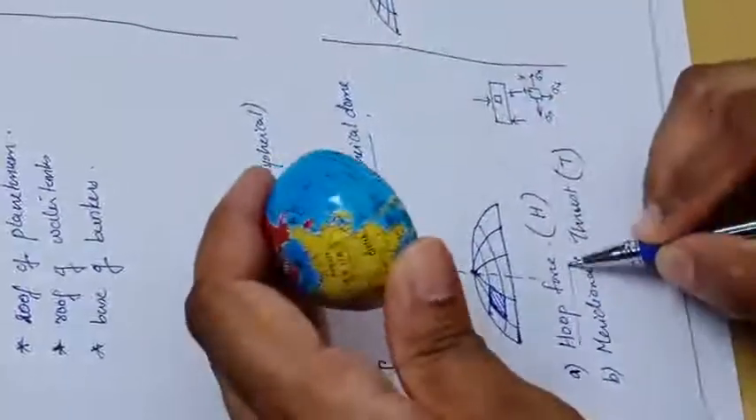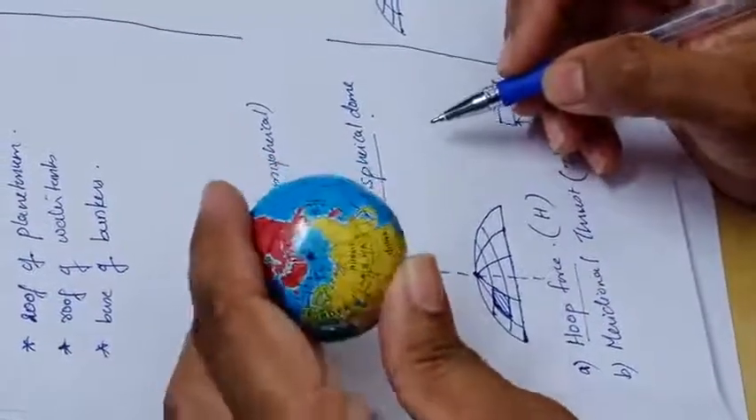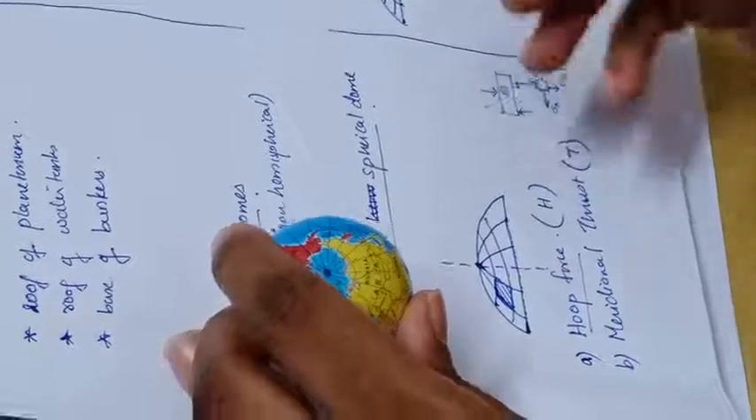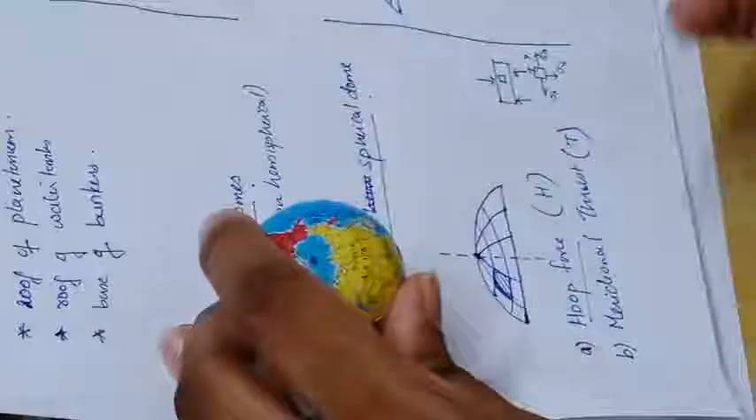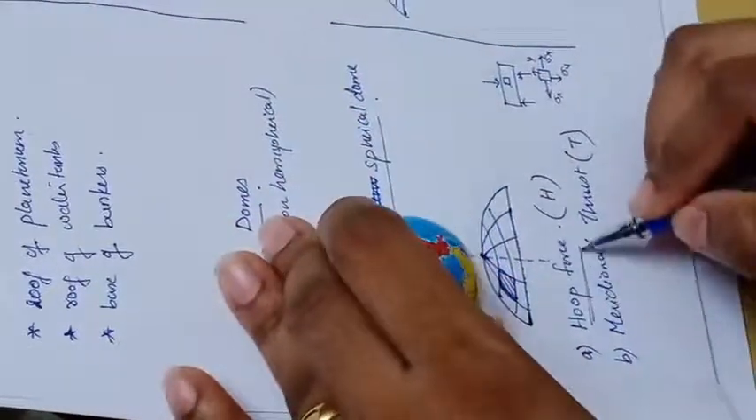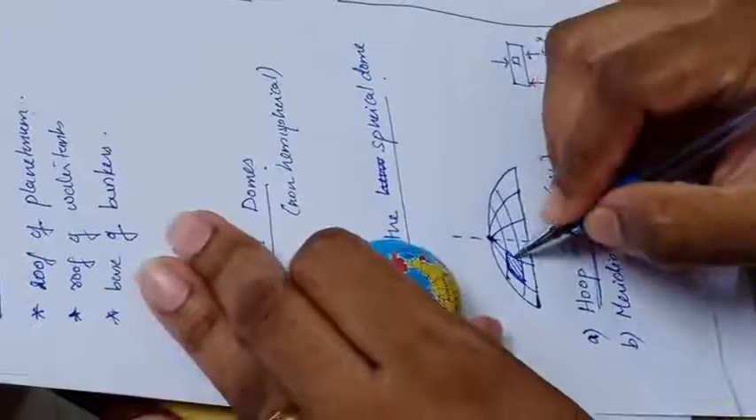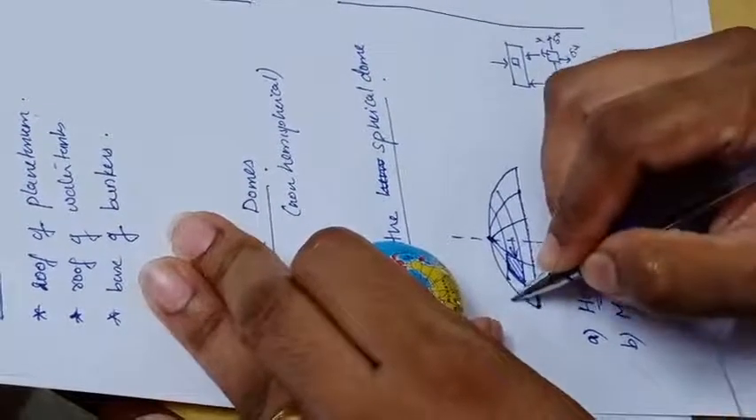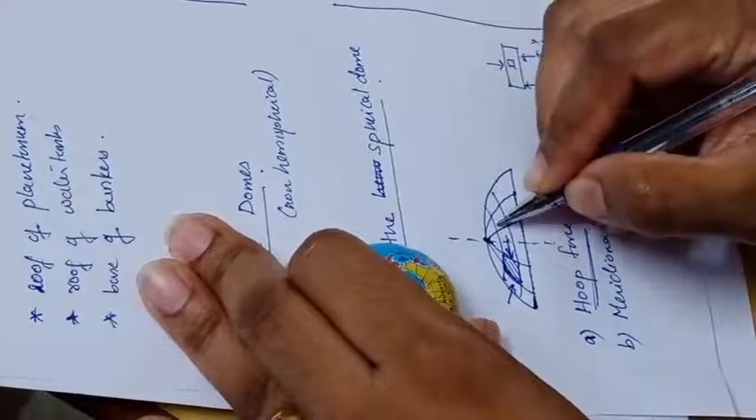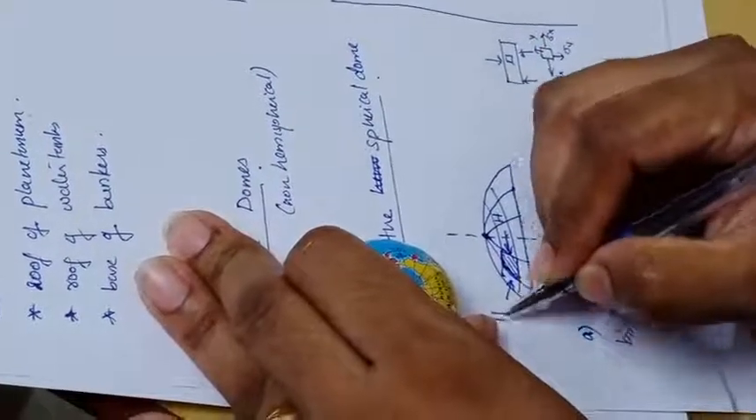So hoop force in this spherical dome is considered as a resisting force which opposes this tension. So this is a resistive force which prevents bursting. So this is the hoop force H.